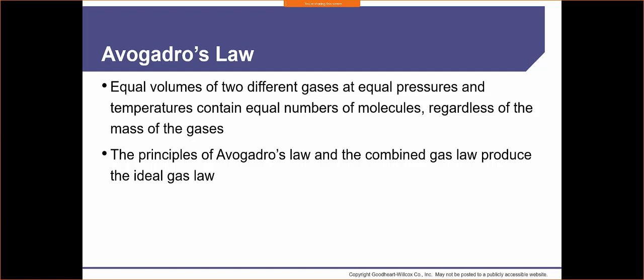That's how everything works. So we also have Avogadro's law: equal volumes of two different gases at equal pressures and temperatures contain equal numbers of molecules, regardless of the mass of the gas. So basically we're talking about two different gases. You can basically add them together and you're going to get a reading. So Avogadro's law basically adds to the combined gas law to produce the ideal gas law.